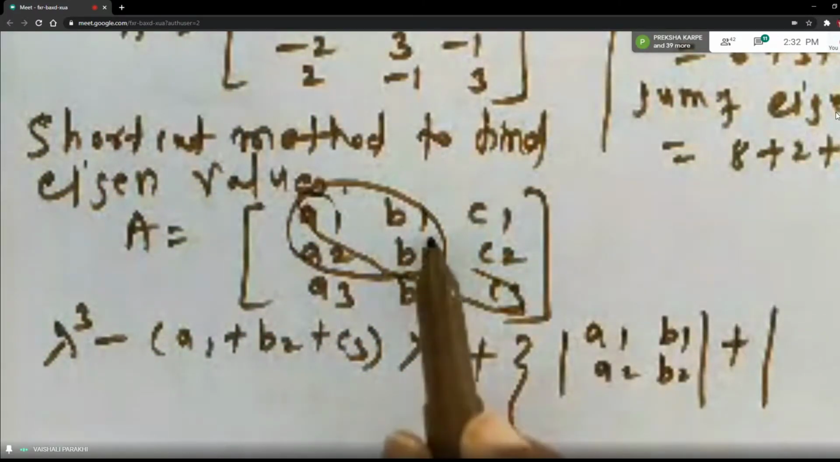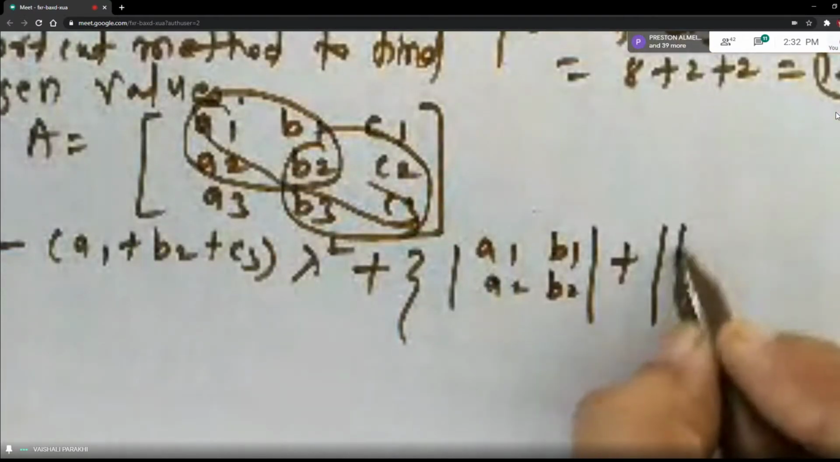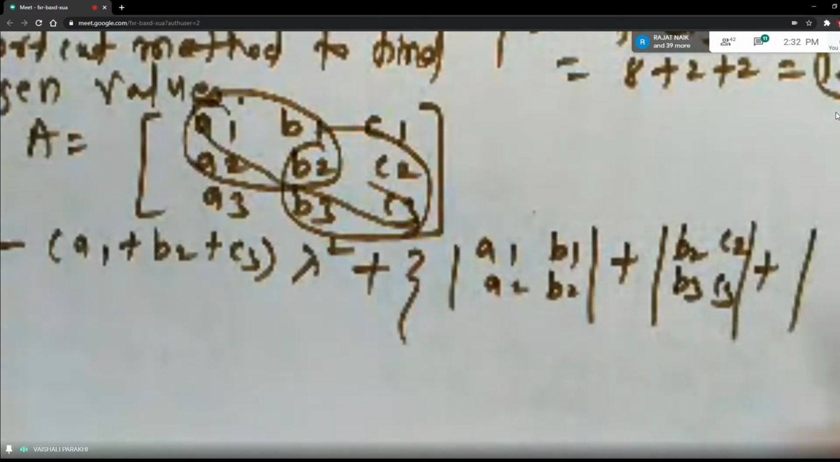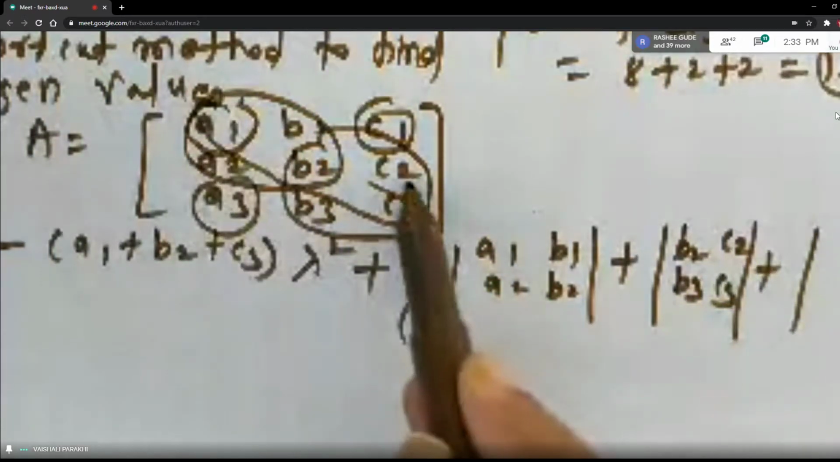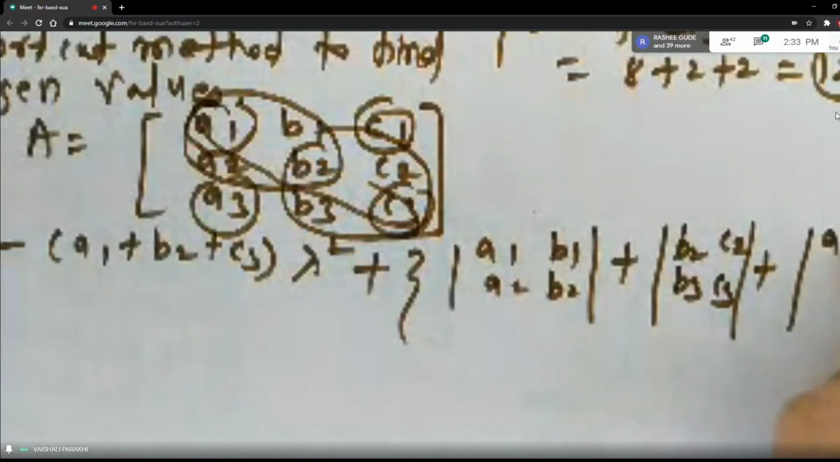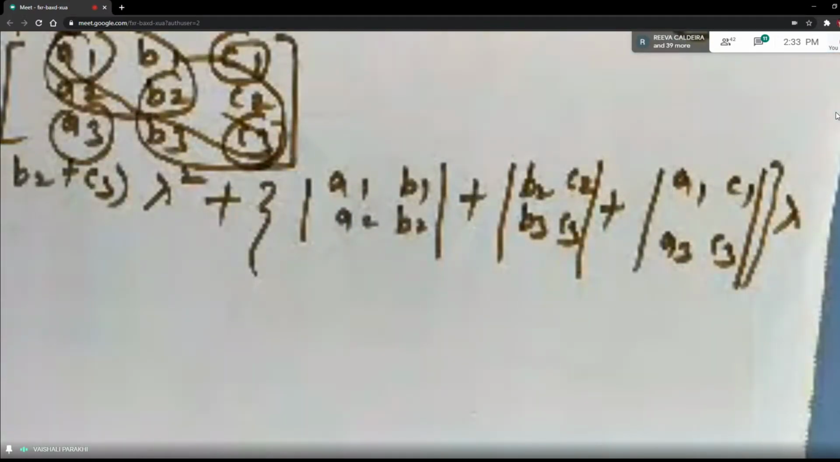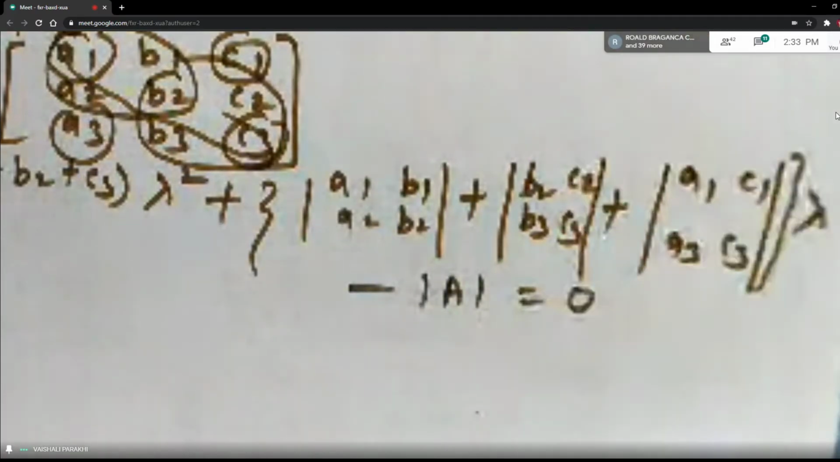Second minor is the last minor of the given matrix, that is B2, C2, B3, C3. And the third minor is of the corner elements of the given matrix, that is A1, C1, A3, C3. And this is your coefficient of lambda. And the last term is minus the determinant of A is equal to 0. So there are total 4 terms, students.